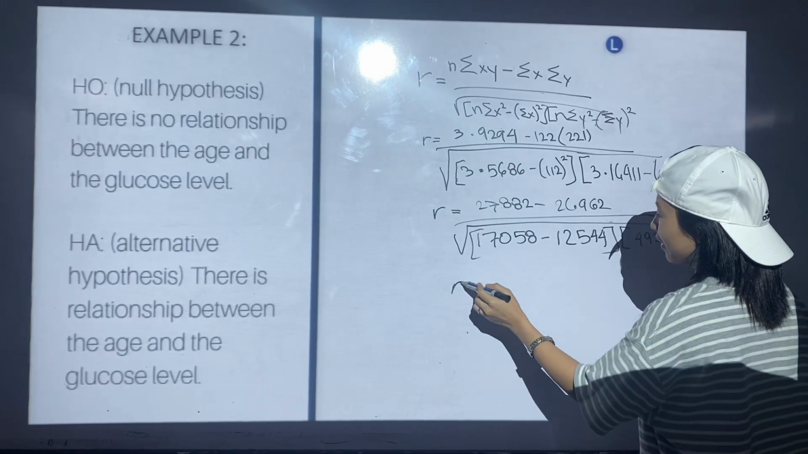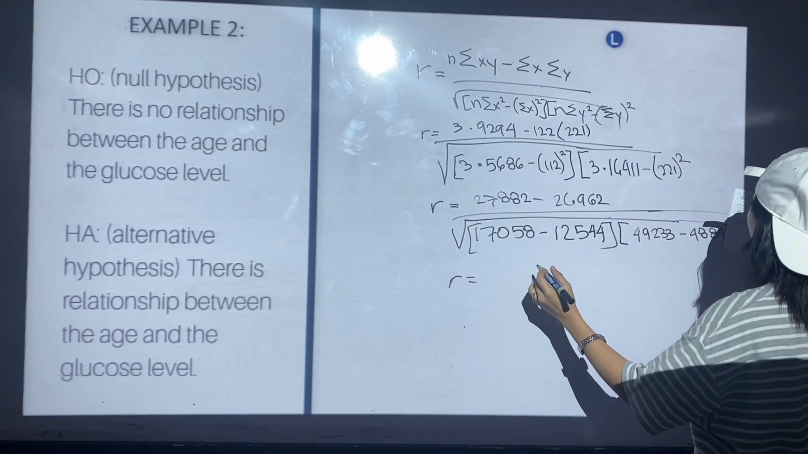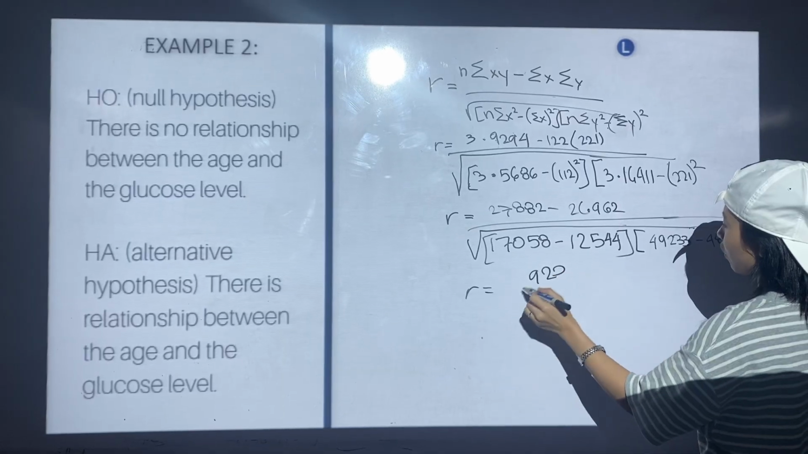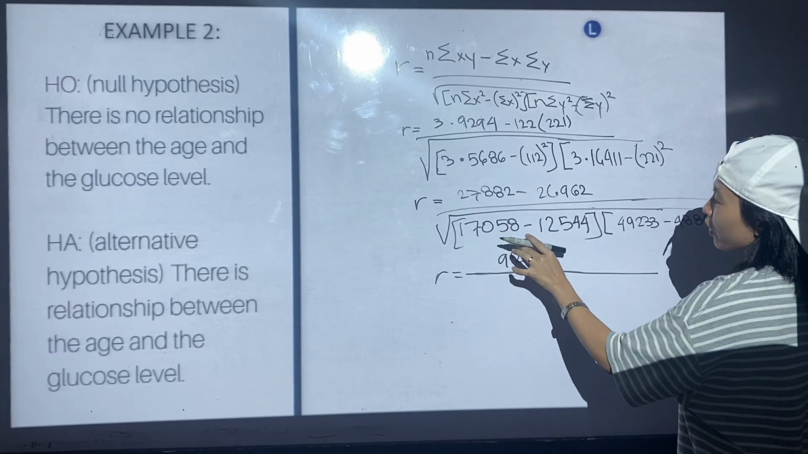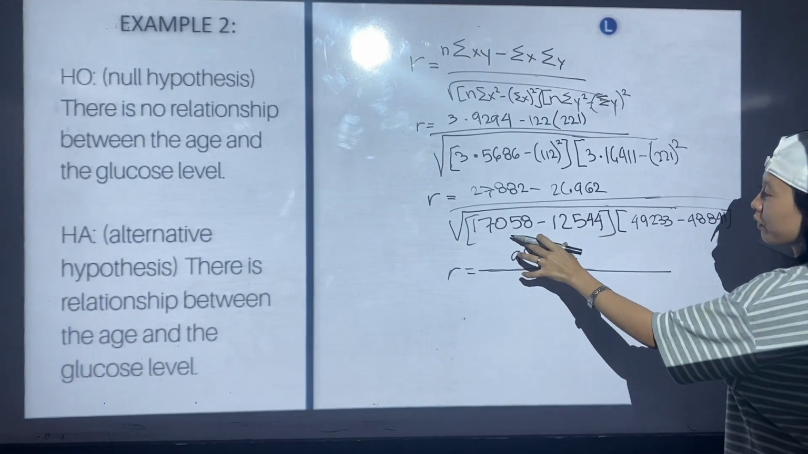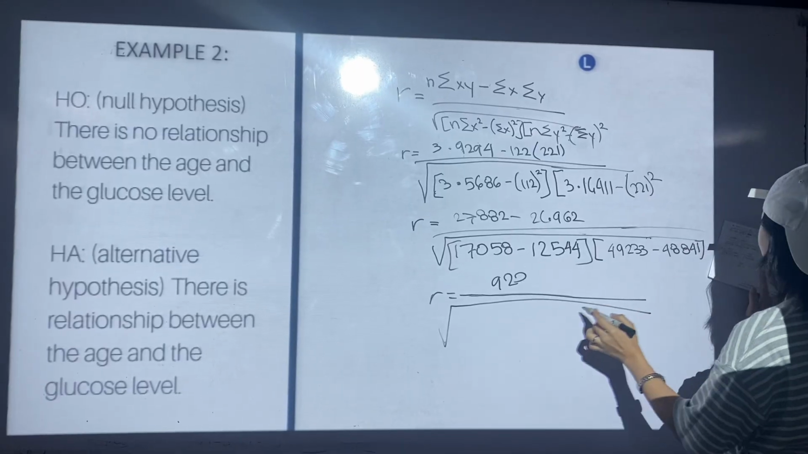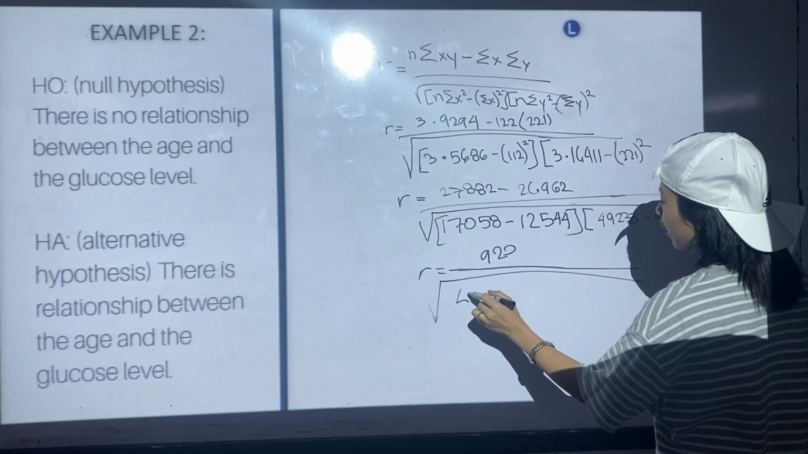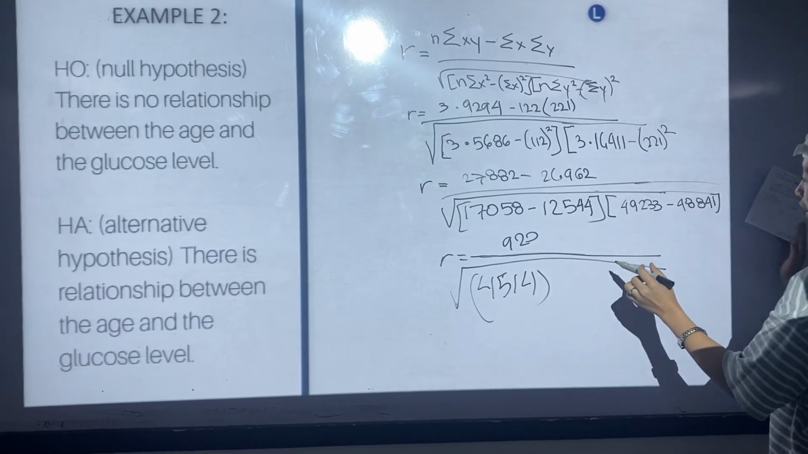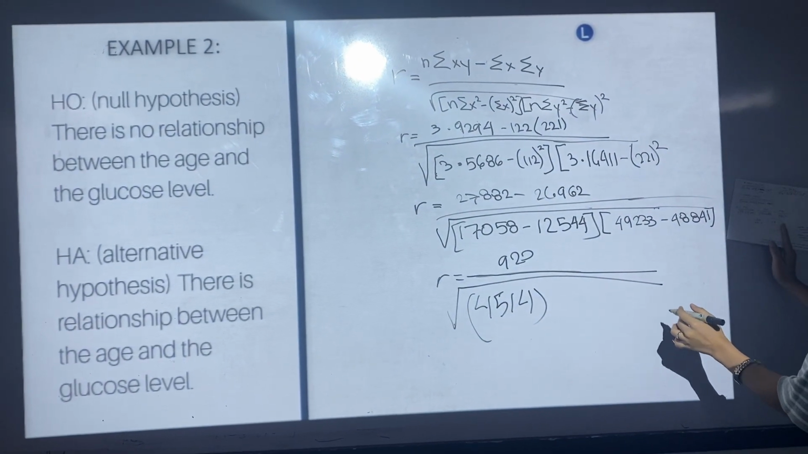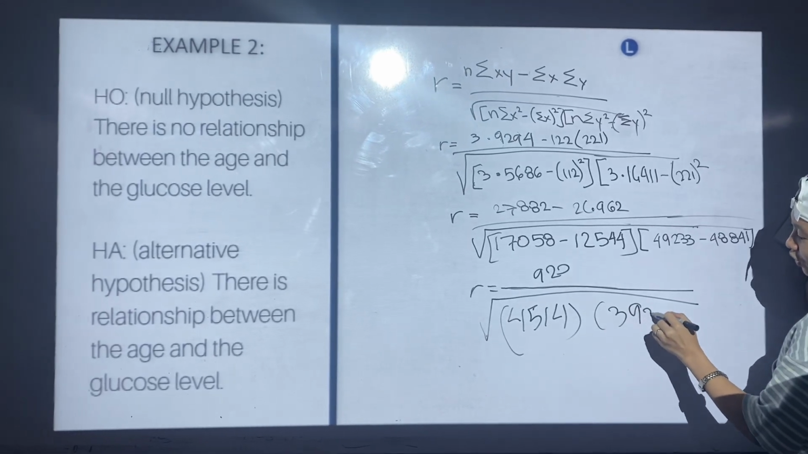And then subtract the 27882 and 26962, that is 920. Then we subtract the 17058 and 14884, that is 2174. Then subtract 49233 and 48841, that is 392.